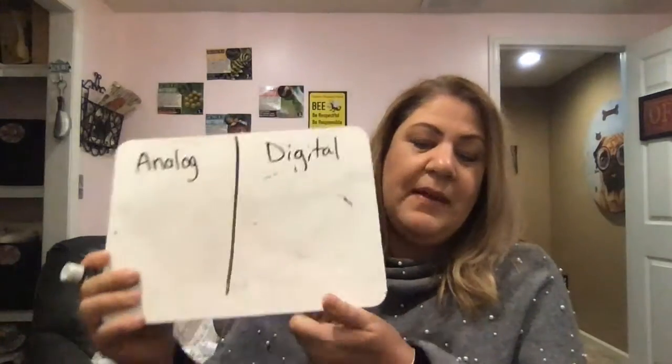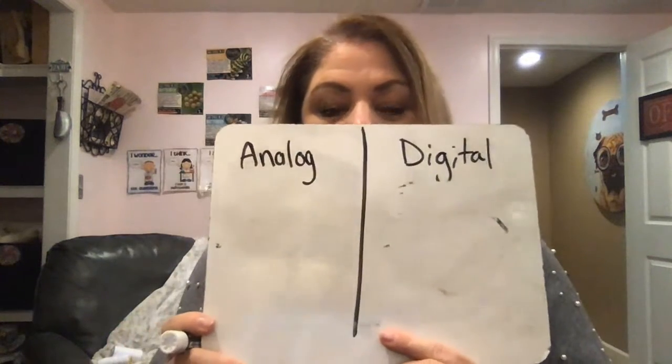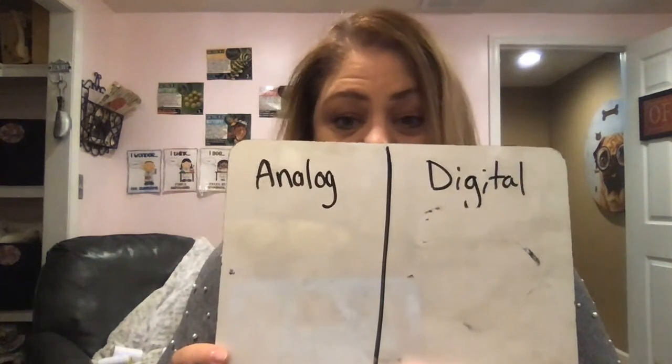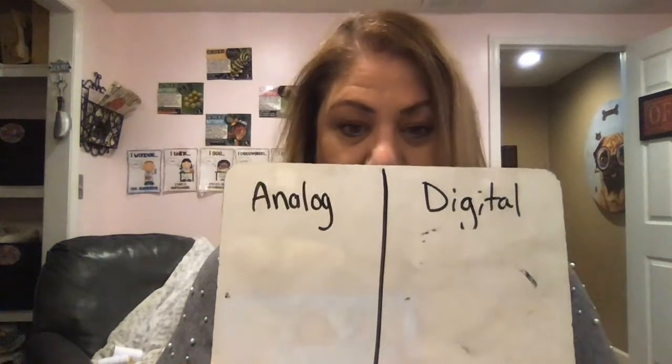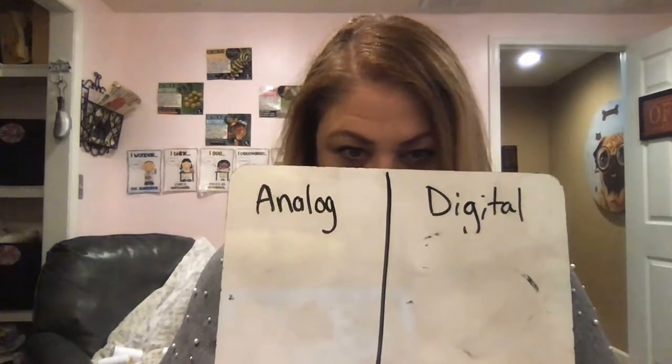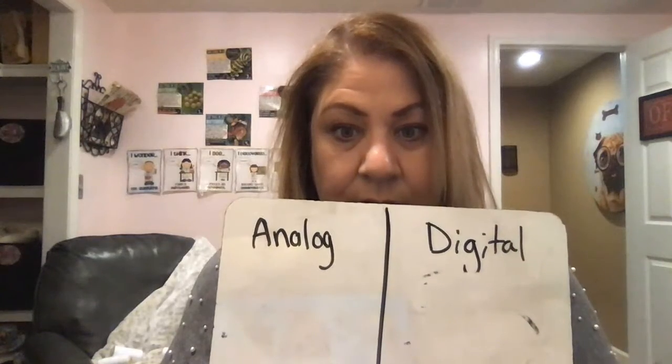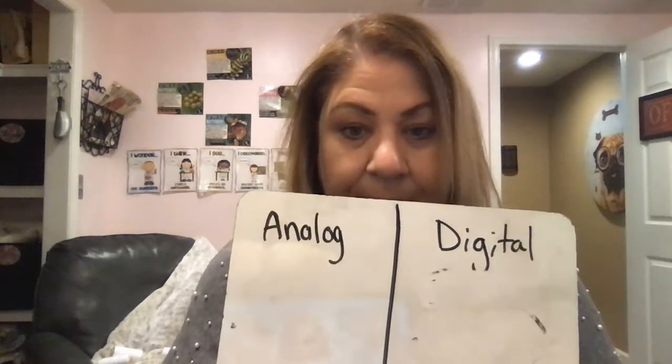So you're going to need a piece of paper, and I want you to have two columns, one that says analog and one that says digital. I'm going to leave this here for a second so you can be looking at that. You can pause if you need to write that down.